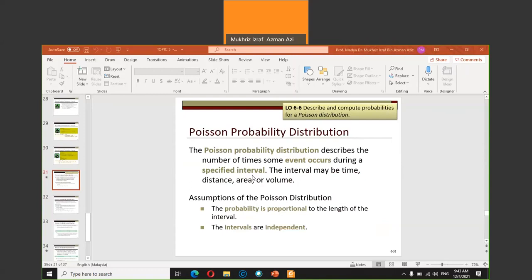Pi can be from 0 to 1, for example 10%, 20%, 30%. But unlike binomial, in Poisson you will not have the number of trials and you will not have the probability of success. What you will have is a value that refers to a specified time interval. And this probability is proportional to the length of the interval. So this is the important one.